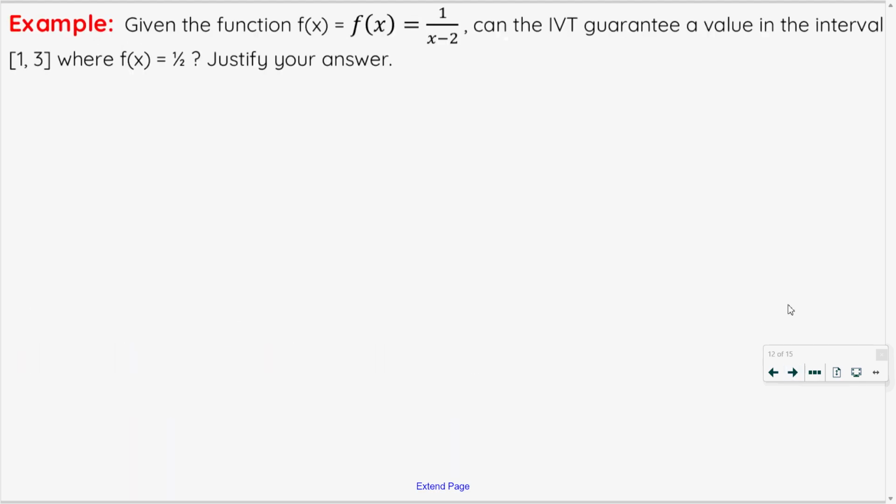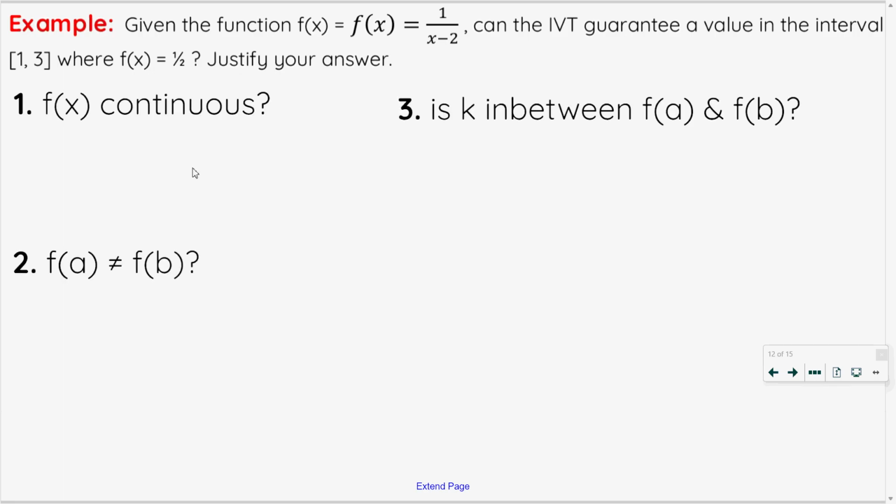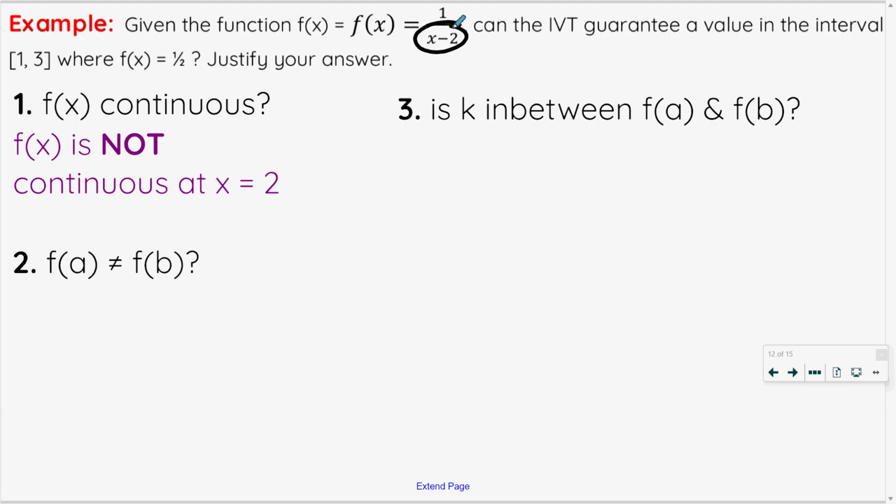In this one, given the function f of x is equal to 1 over x minus 2, can the intermediate value theorem guarantee a value in the interval 1 and 3 where f of x is equal to 1/2? Okay, so let's go through our 3 requirements. Requirement number 1, is f of x continuous? This is a rational function. We cannot divide by 0 here. So I know that it's not continuous at 2.